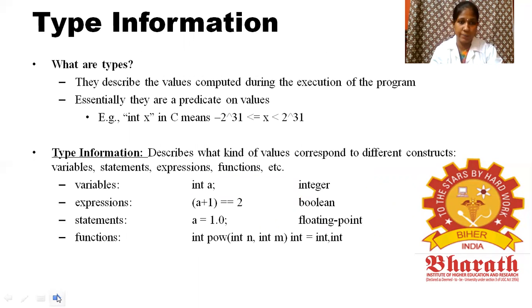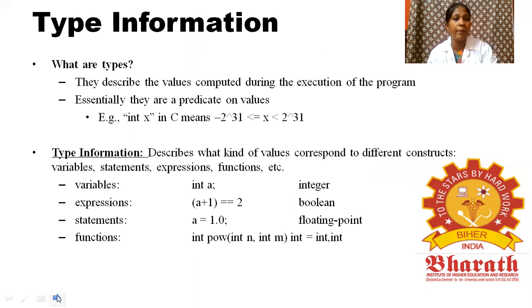Type information. Now we studied scope and types, two categories. From scope we have now moved on to types. So we need to know what the types are. They describe the values computed during the execution of the program. That is known as the type. In C language, for an int, -2 to the power 31 is less than or equal to x, less than or equal to the maximum value, which is what will be executed during the program while we compile it.